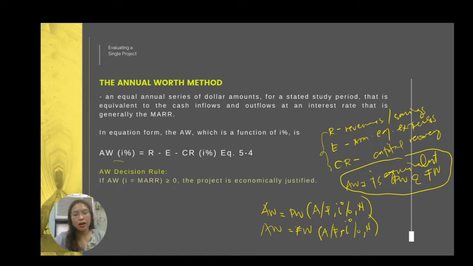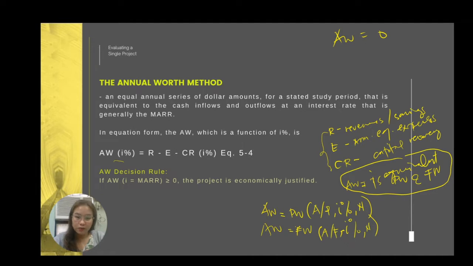So as long as the AW evaluated at the MARR is greater than or equal to 0, the project is economically attractive. Otherwise, it's not. An AW of 0 means that an annual return exactly equal to the MARR has been earned. Many decision makers prefer the AW method because it is relatively easy to interpret when they are accustomed to working with annual income statements and cash flow summaries.